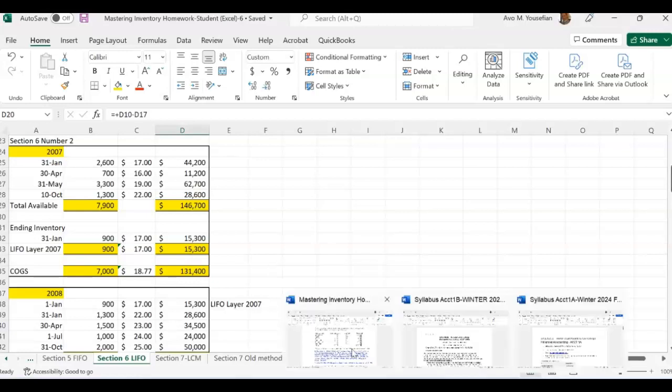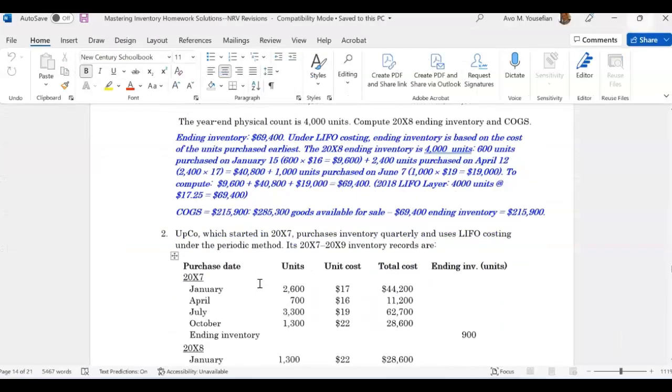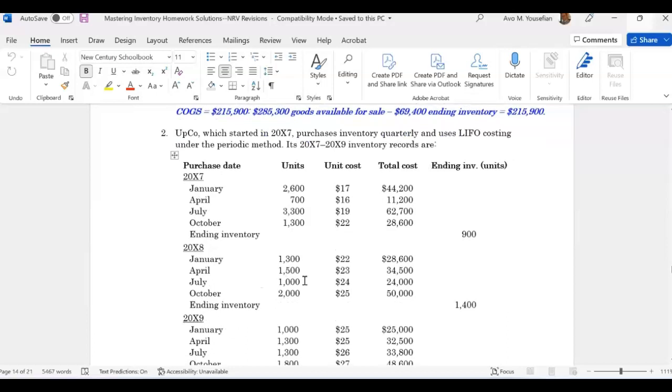And the problem is saying that OPCO, which started in 2017, purchases inventory quarterly and uses LIFO costing under the periodic method. It's 2017 through 19. Inventory records are here.